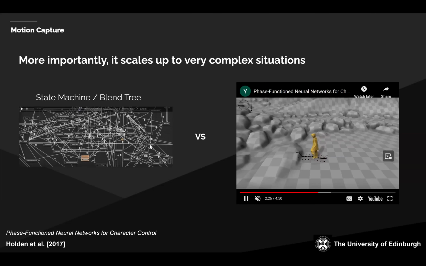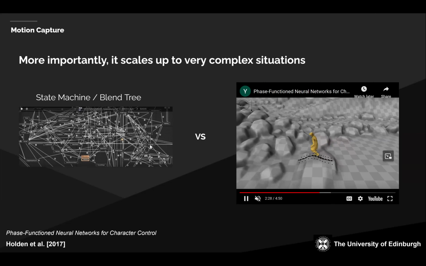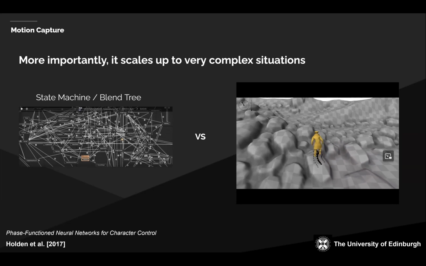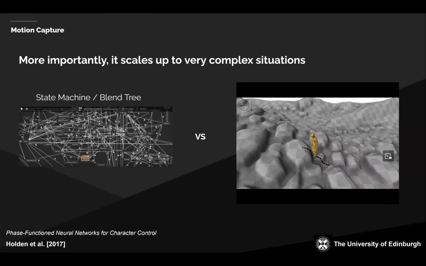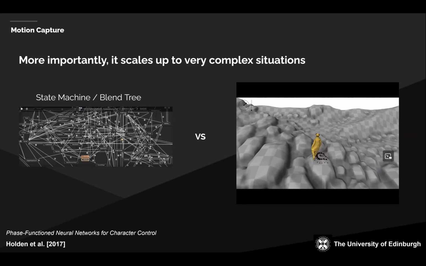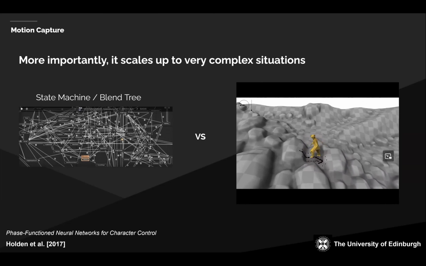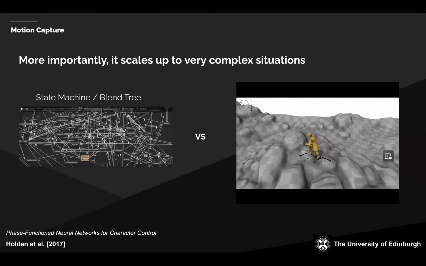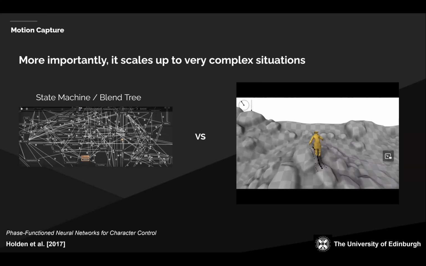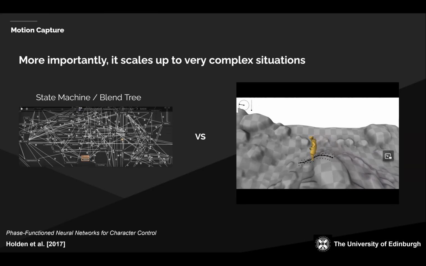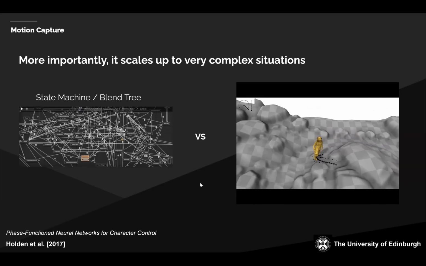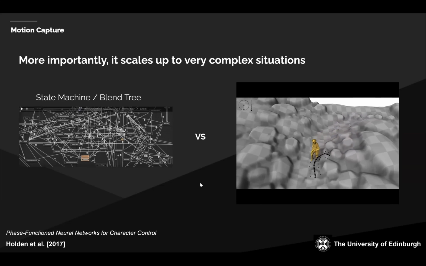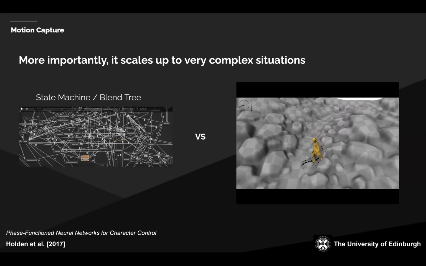So this was some work we did in 2017, which really showed that you can just throw a whole bunch of motion capture data at these machine learned systems. Here we got a bunch of data for navigating over rough terrain. And if you set them up carefully, they really do adapt to these different situations in a way that you could never craft by hand. If you tried to craft this sort of animation system by hand with a state machine and a blend tree, the complexity would just be too high. It would just be impossible to manage.